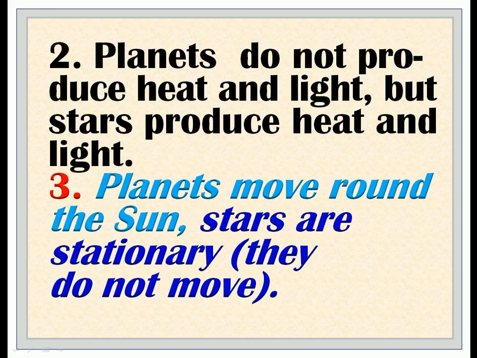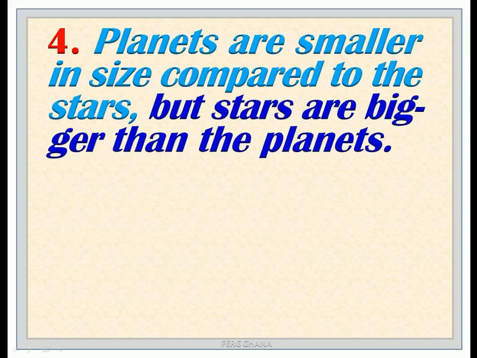3. Planets move round the Sun, stars are stationary, they do not move. 4. Planets are smaller in size compared to the stars, but stars are bigger than the planets.